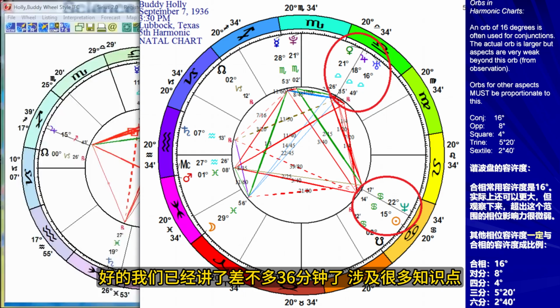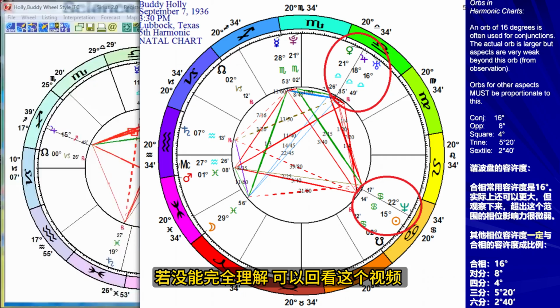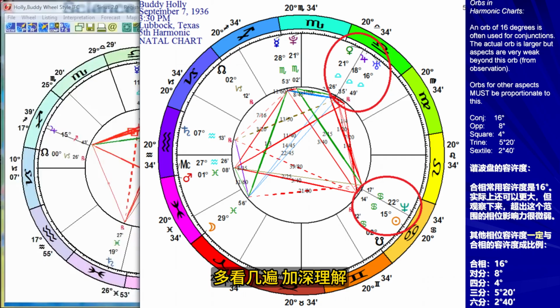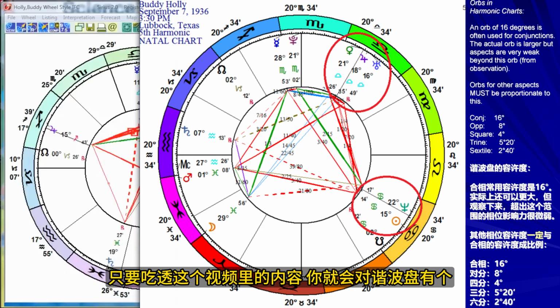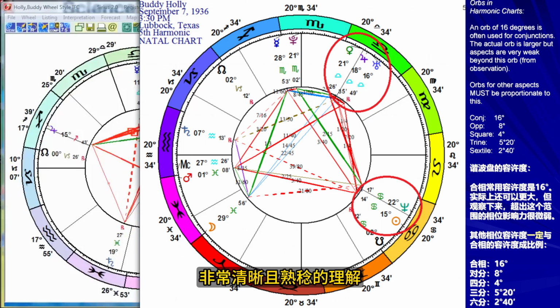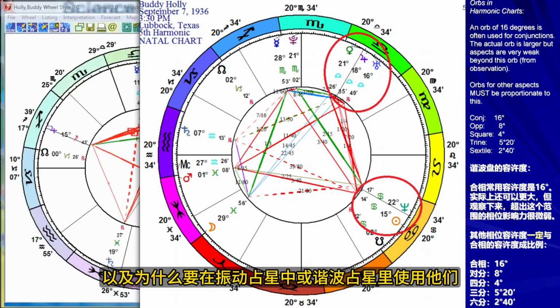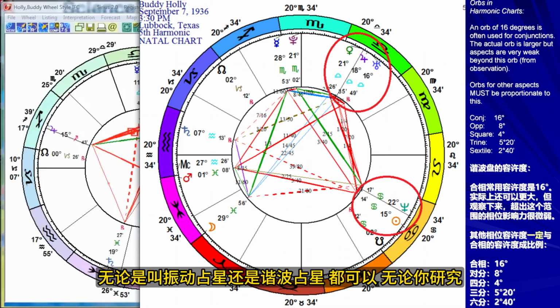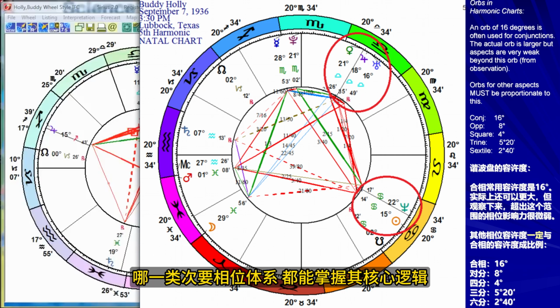Okay, we're at almost 36 minutes. We've covered a lot of material, and if you need to watch this video another time or another few times, go ahead and do it, because if you understand everything that I presented in this video, you really have a very clear and fairly sophisticated and deep understanding of what harmonic charts are all about and why we use them in vibrational astrology, or harmonic astrology, whatever you want to call it, whatever style of minor aspects you're doing. You understand what it's all about.